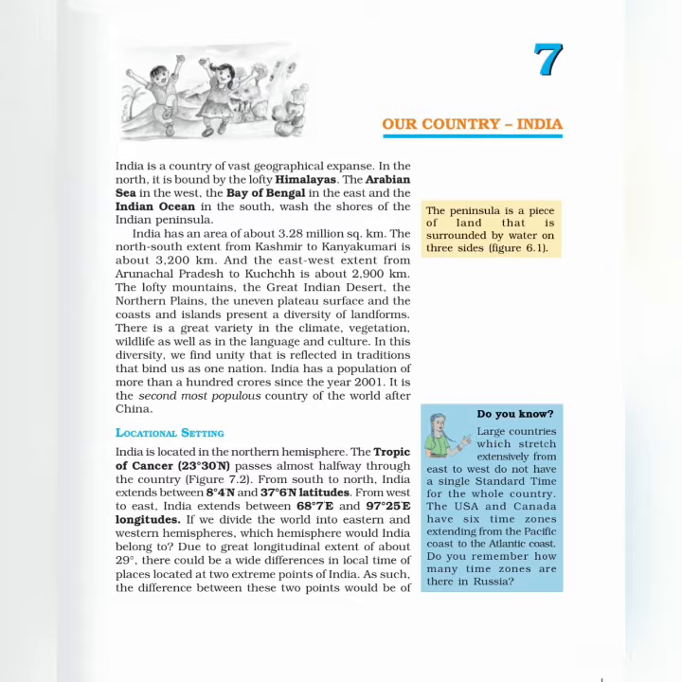Children, one very important thing has been given on this page. It is in yellow box. You can see what is peninsula. The peninsula is a piece of land that is surrounded by water on all three sides. So children, our country is a peninsular country. Why? Because it is covered with water from three sides.